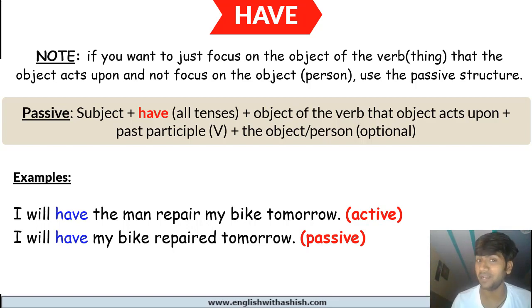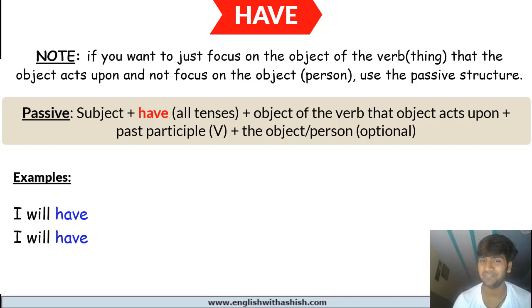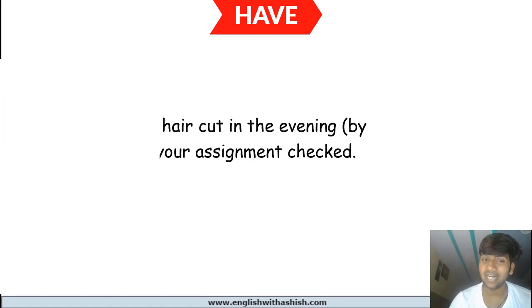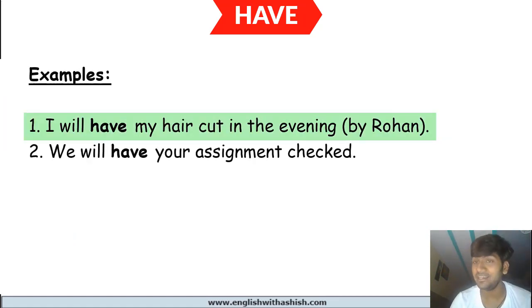I can say I will have my bike repaired tomorrow by the man or by you or somebody else, but I don't want to do that. Passive structure. Let's take more examples. I will have my hair cut in the evening. So I'll ask somebody or instruct somebody.